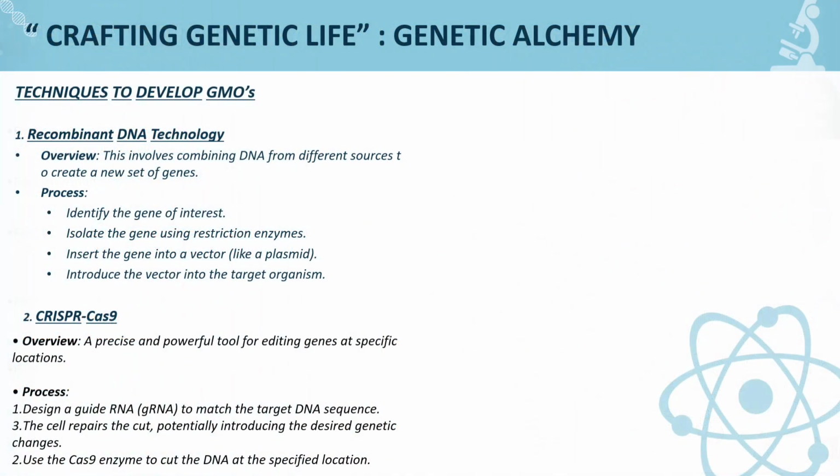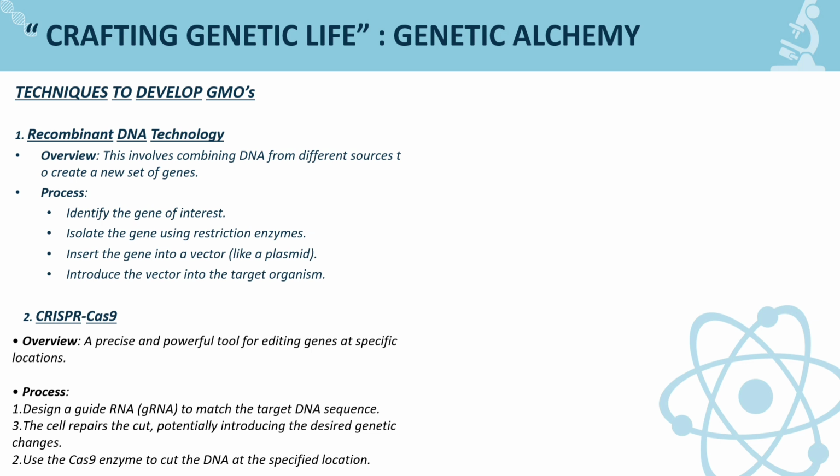Moving on to the techniques to develop these genetically modified organisms. The first technique is recombinant DNA technology. In recombinant DNA technology, we combine two different DNAs from different species and create a new hybrid DNA or a new set of genes.